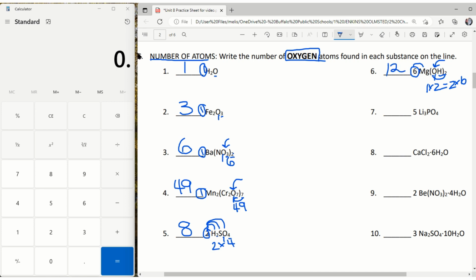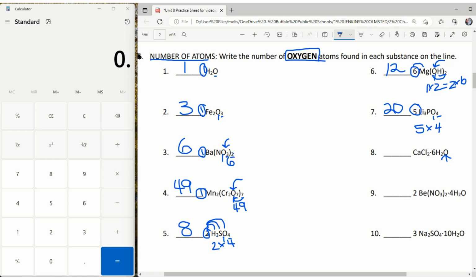All right, ready? Let's look at this one. Here's oxygen. Is there a subscript? Yes, there is. 4. So far, I have 4 atoms of oxygen. Are there parentheses? No, there are not. But look, I have a coefficient. So what do I have to do? Distribute 5 times 4. 20. 20 atoms of oxygen.